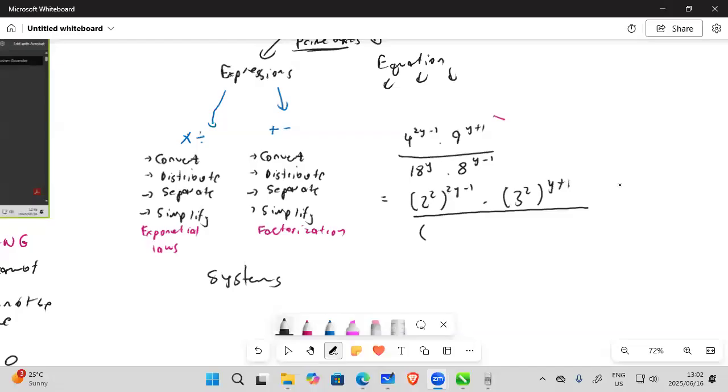If we do that here now, then we'll have the following. 18 will be 2 times 3 squared to the power y, multiplied by 8 will be 2 cubed, so it'll be 2 cubed to the power y minus 1. Right, so now we're done. We've done the converting step.